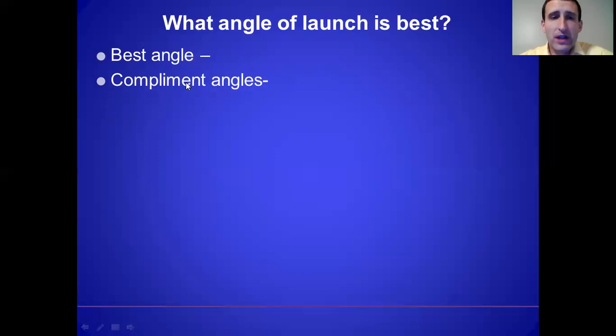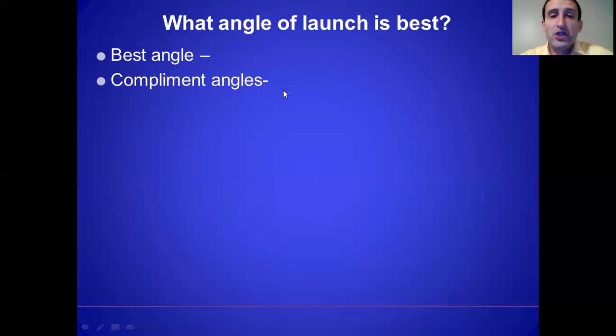And in addition to that, we have found that complementary angles, right? The complementary angles in mathematics, our definition of complementary means they add up to 90 degrees. Complementary angles will land you in the same place. The complement of 45 is 45, so it will land you at the furthest distance.